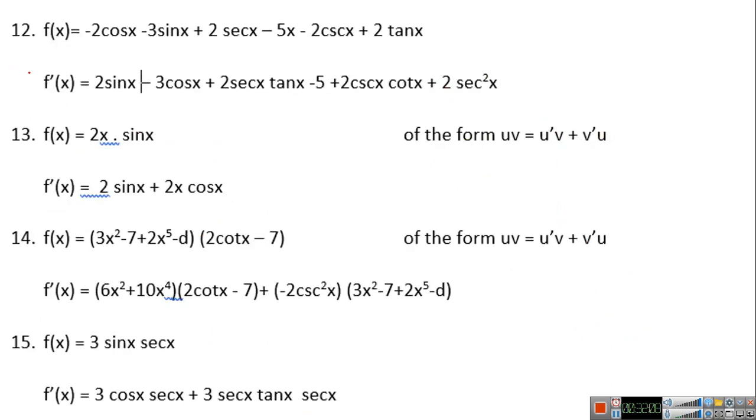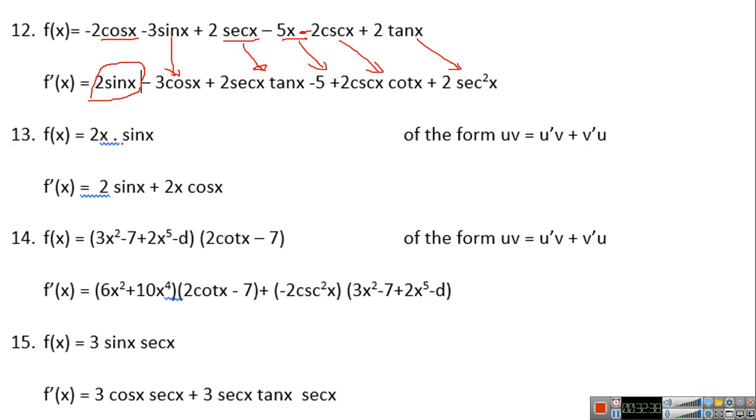Now I have to find this derivative. Derivative of cosine x, we said it's minus sine x. So it will be 2 sine x here, 2 sine x. Derivative of sine is cosine, so it's minus 3 cosine x. Derivative of secant is secant tangent. I hope that you wrote these and you're checking. Derivative of 5x is 5. We did it. Cosecant is minus cosecant cotangent, and you have minus, it will be plus 2 cosecant cotangent. Derivative of tangent is secant square x.